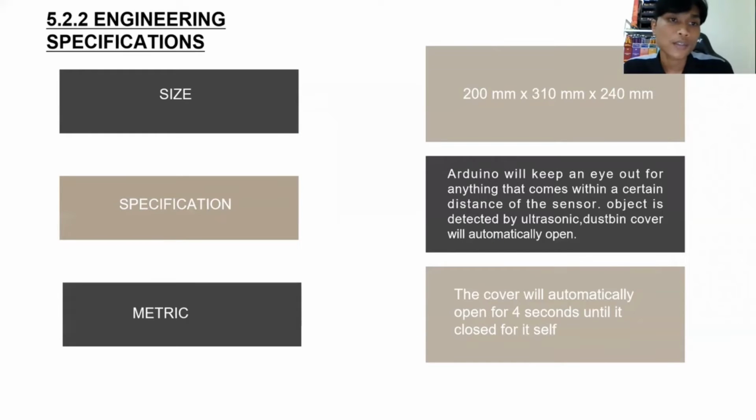And as for the last is engineering specification. The size of our dustbin is 200 millimeter times 310 times 240. As a specification, Arduino will keep an eye out for anything that comes within a certain distance of the sensor. Object is detected by ultrasonic sensor and the dustbin cover will automatically open. As for the metric, the cover will automatically open for 4 seconds until it closes by itself.